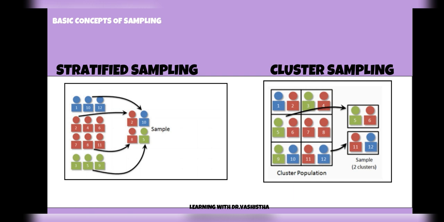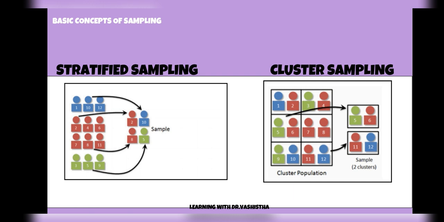In the other picture showing cluster sampling, you can see that the larger population is divided into 6 clusters, and a sample of 2 clusters is selected, where the sample consists of 2 clusters which are selected out of these 6 clusters.